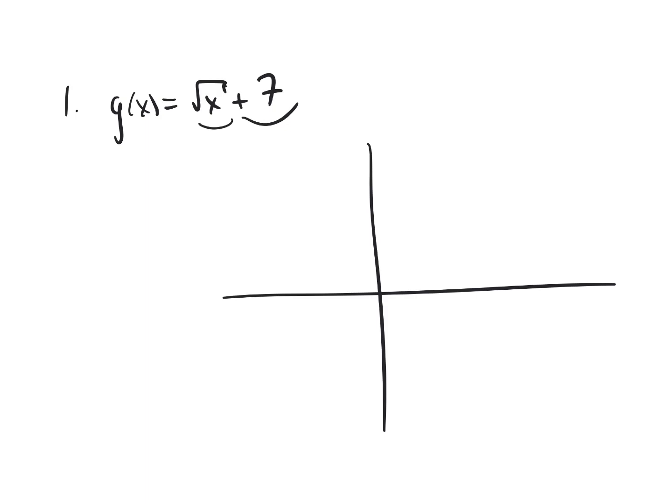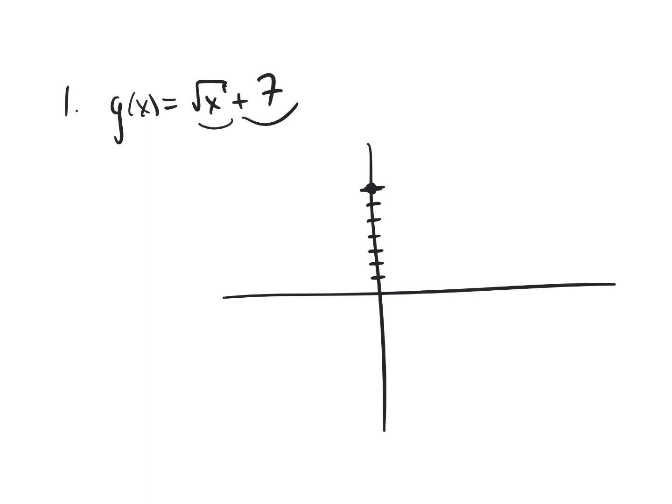And what any plus or minus on the outside does is move the starting point up or down in the same direction. So this is going to go up 7. So 1, 2, 3, 4, 5, 6, 7. And so our square root function is going to start there, up 7 from the origin.